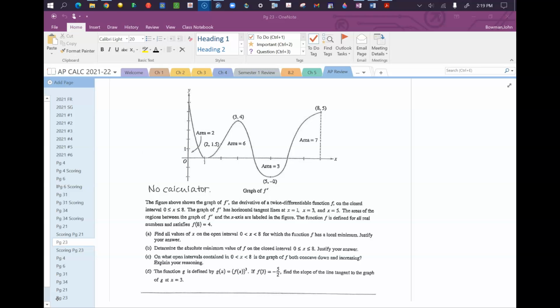This is the second problem from the AP Calculus free response review that focuses on the fundamental theorem. This is a no calculator problem, so let's see what we're given here. We're given a graph of f prime. The figure above shows the graph of f prime.